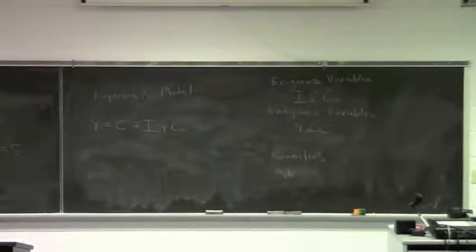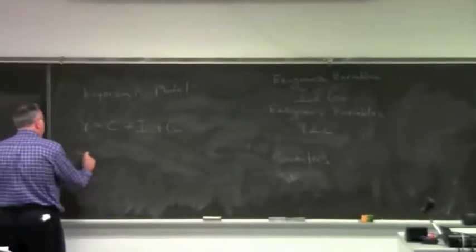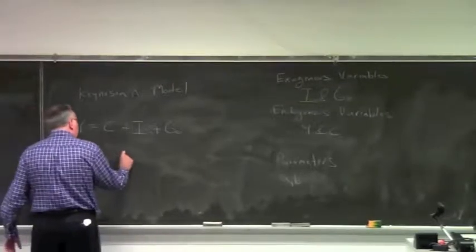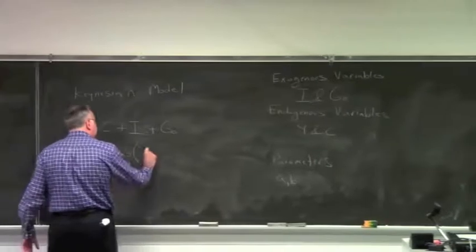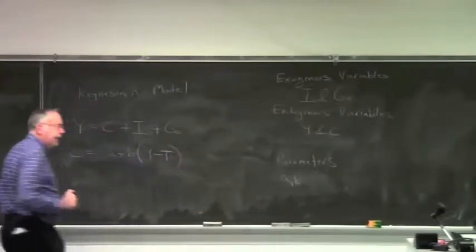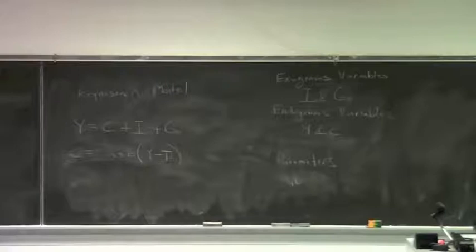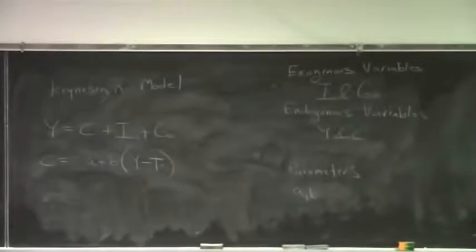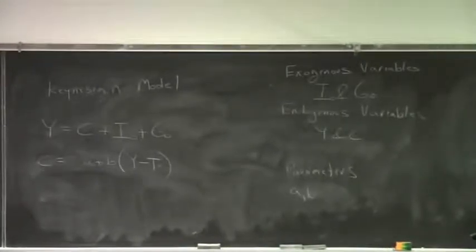Only this time, consumption is a linear function of disposable income. Disposable income is income after taxes. So consumption is A plus B times (Y minus T). T is taxes, capital T is taxes. Y minus T is disposable income. Okay, so it's just making a very necessary modification to this simple model to more appropriately describe the real world.